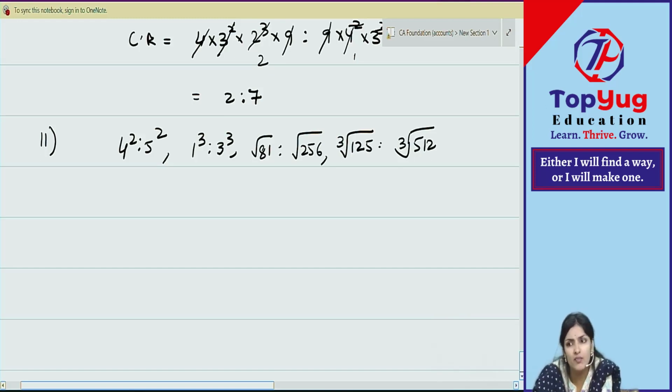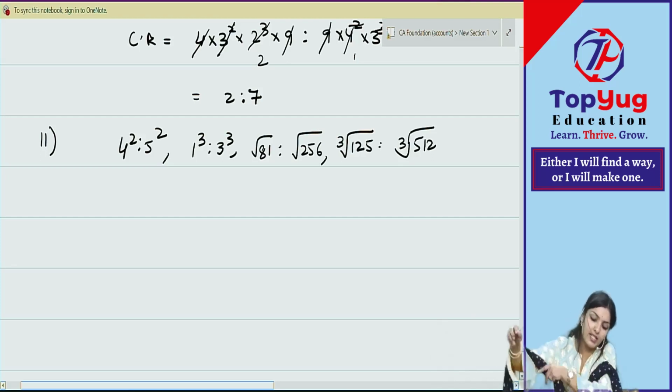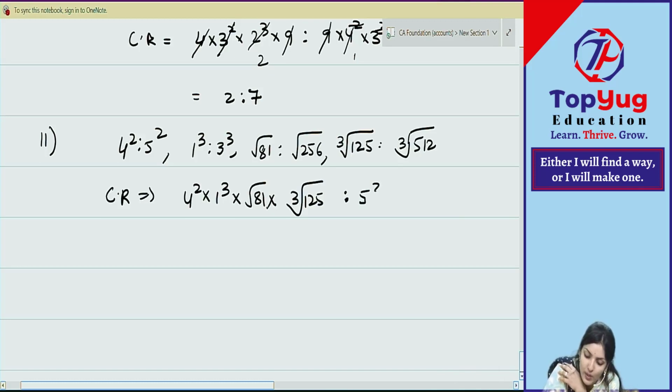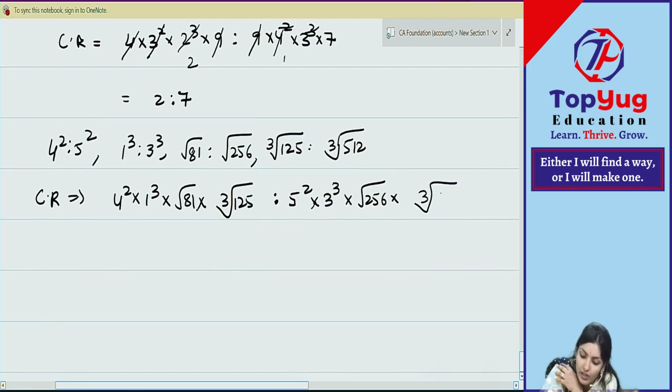8 8 is 64. 64 8 is 512. So basically now we have to do the compounding. It is 4 square is to 1 cube is to square root of 81 is to cube root of 125. Now 5 square into 3 cube into 256 into cube root of 512. So this would be 16.